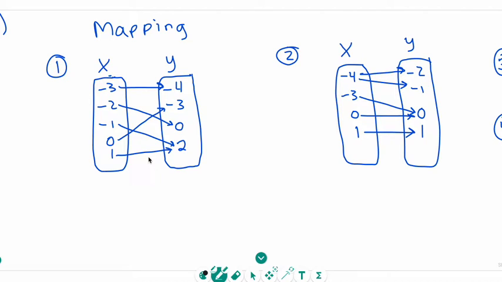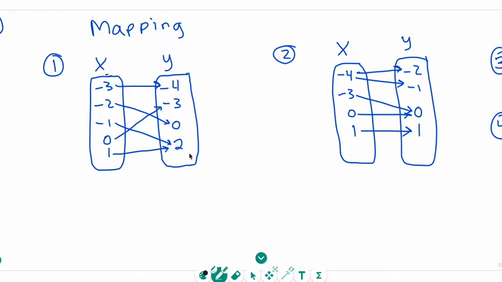Now, when I'm looking to see if this relation is a function, I'm looking at my x values. I notice that the -3 goes with the -4. The -2 goes with 0. -1 goes with 2. 0 goes with -3. 1 goes with 2. So this is a function. Each x value has only one y value.